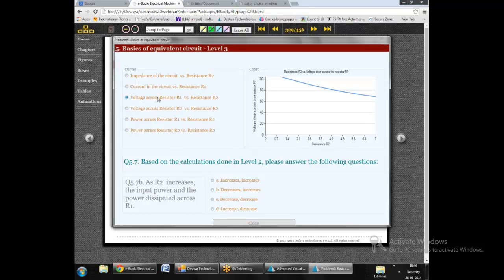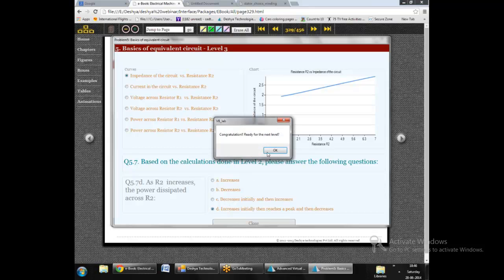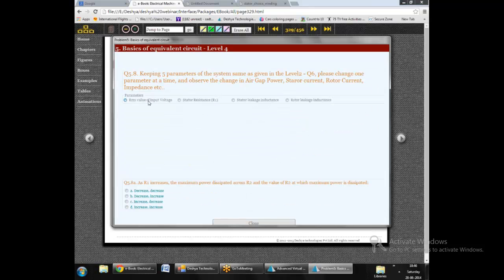Now to answer the second question, I have to choose a proper graph which would help me to analyze and arrive at a proper answer. So these graphs are based on the calculations which were done in the previous step. So based on that, by looking at the graphs, we try to choose the proper answers, and this way one can actually answer each and every question. And then comes the next level.